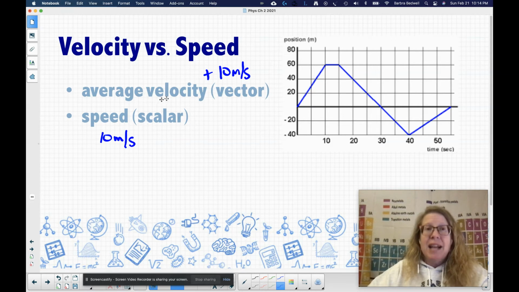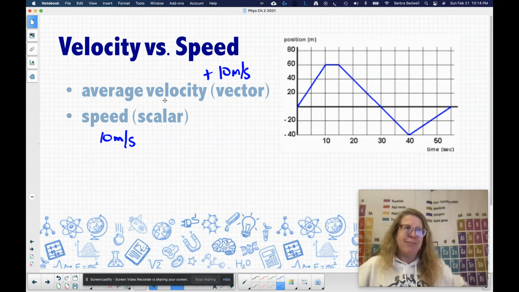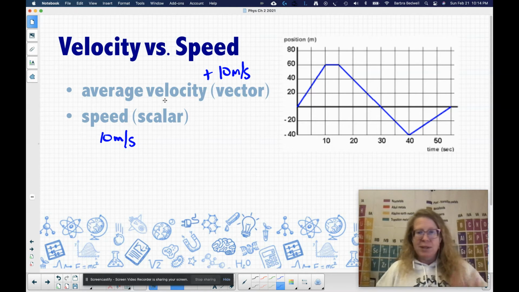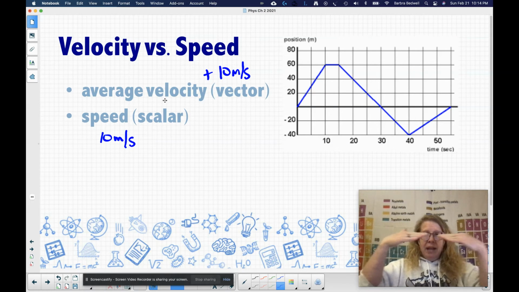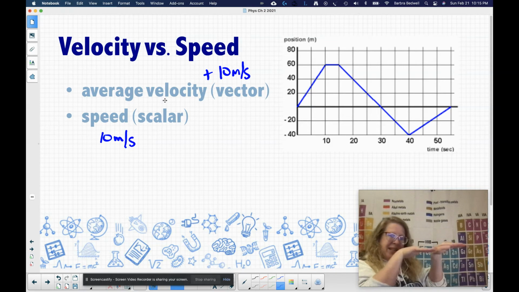In physics, though, velocity is more important to us. So when I say two cars hit at 10 miles an hour, how bad is the accident? Well, it depends on what their velocities were, not necessarily their speed. If they have opposite velocities, that's a big crash. If they're 10 miles an hour with basically the same velocities, they'll never hit.